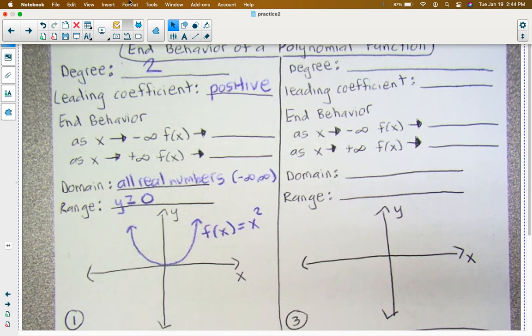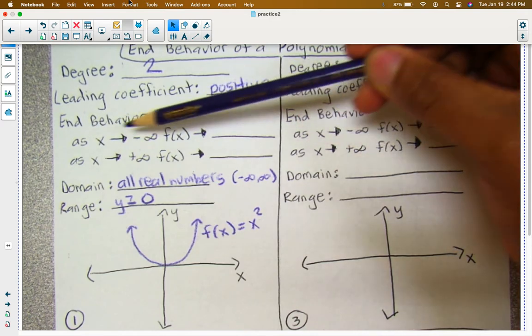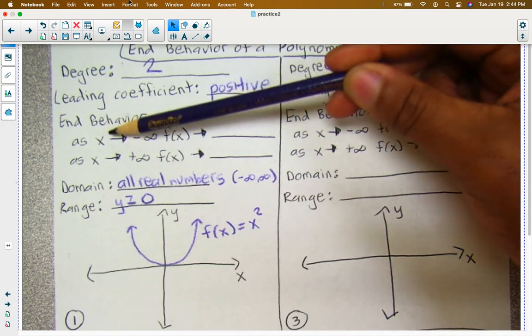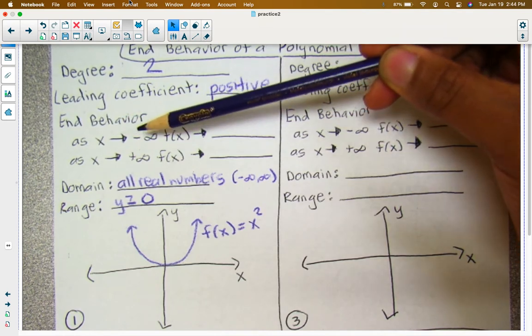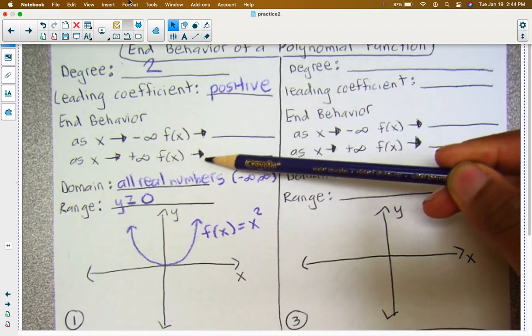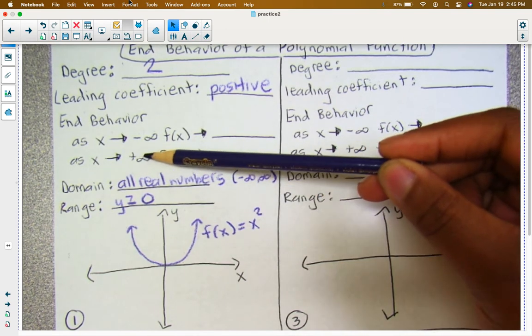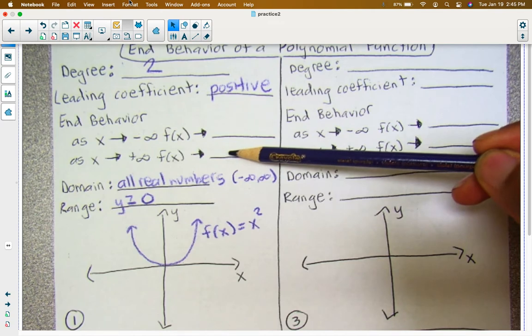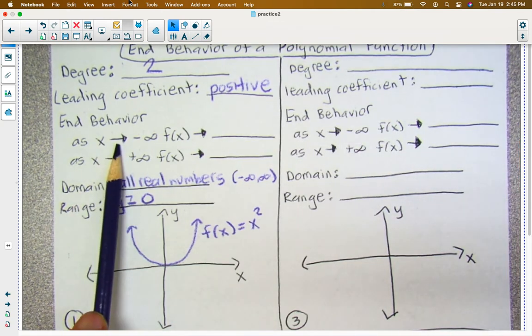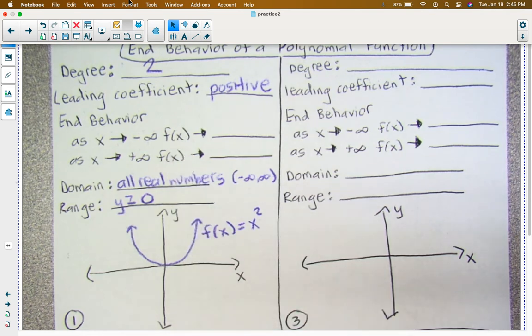End behavior is what is happening on the left side of your function and what's happening on the right side of your function. So end behavior. As x approaches negative infinity, this means as your x values get smaller and smaller and smaller, what is happening to your y value? That's what that question is asking us. Down here at the bottom, as x approaches positive infinity, this is as your x's get bigger and bigger and bigger, what's happening to your y values. So again, this arrow means approaches negative infinity. This arrow approaches positive infinity. And f of x is your function, but you always can replace that with y.